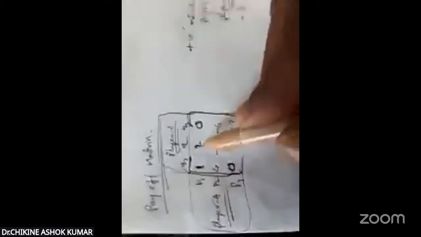Suppose this is 2. The meaning of this 2 is if you apply these strategies, player A will get 2 rupees profit and player B will lose 2 rupees. Now the second point: negative values indicate the profit amount of player B and the loss amount of player A.